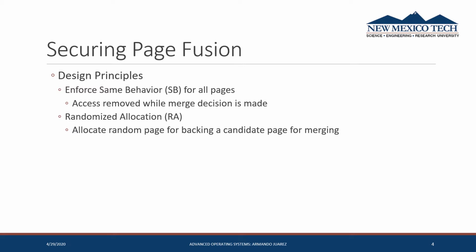Next is randomized allocation, RA. The idea here is you need to allocate a random page for backing and a candidate page for merging. And a candidate page in this case is a page that has been seen to be potentially fused but has yet to actually gone through the scanning to confirm whether or not there is another homogeneous page to it for them to be merged. And so we're going to talk a little bit more about the current page fusion implementations.